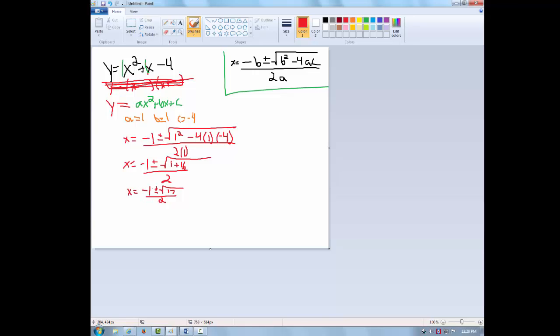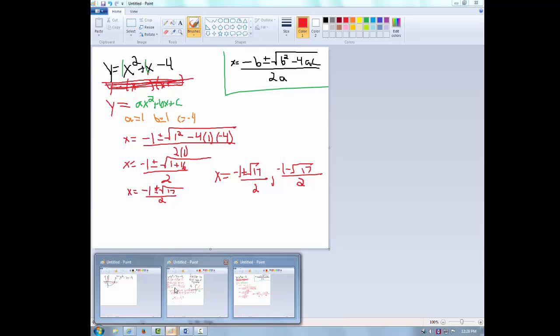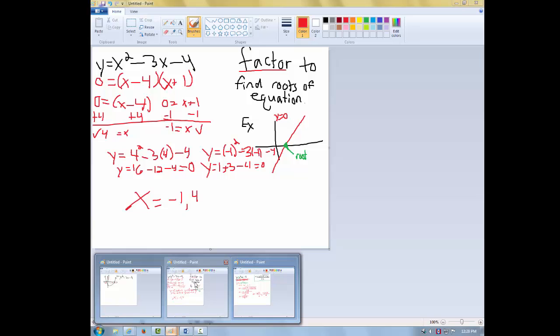this is our answer. So this is technically 2 roots because of the plus or minus. So our 2 roots would be -1 plus radical 17 over 2, and -1 minus radical 17 over 2. And when you would plug these into the equation for x, they would give you y values of 0. And these are the two ways that you can find the roots of equations.